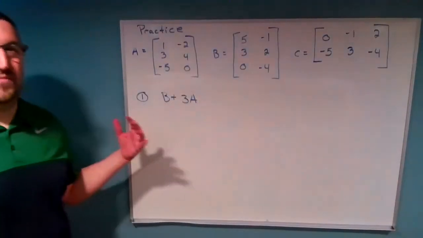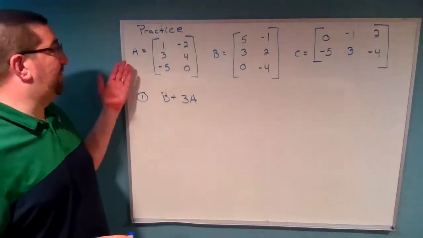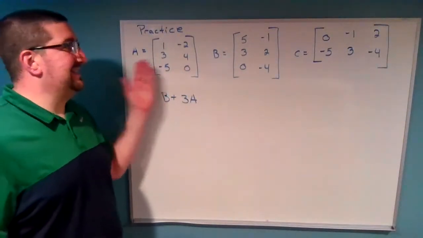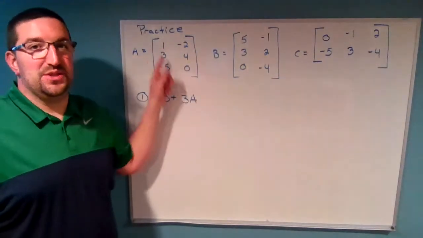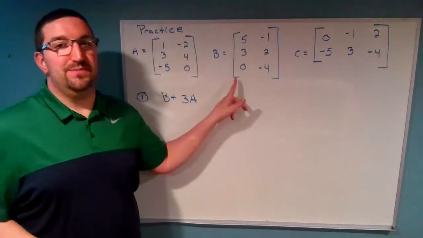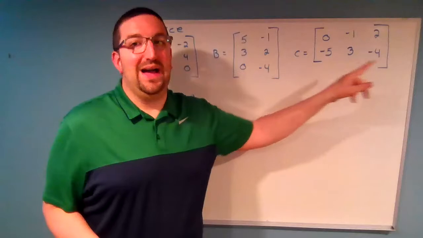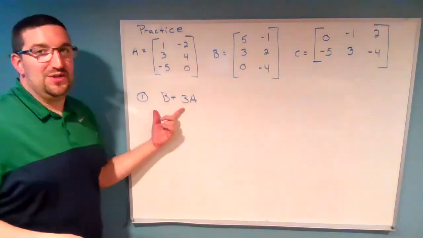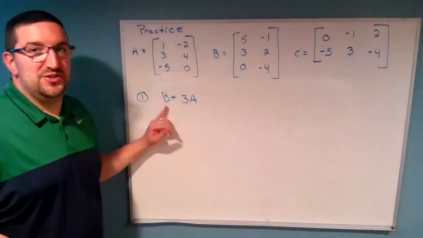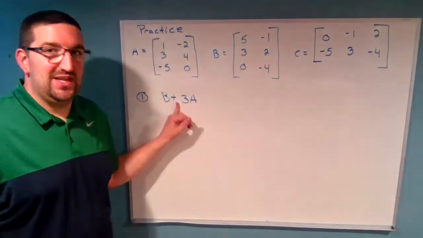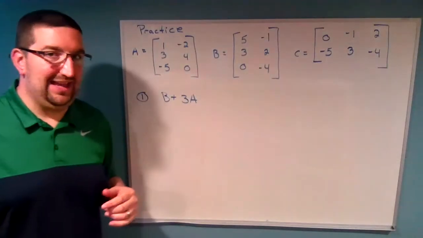Okay, so let's recap all that we did in section 5.1 with a little bit of practice. In this practice, we're going to be using these same 3 matrices. Matrix A is this 3 by 2 matrix. Matrix B is this 3 by 2 matrix. And matrix C would be this 2 by 3 matrix. The first question I'm going to ask is, what is B plus 3A? So here we have some matrix addition. We also have 3A, so that's going to be a scalar multiplication of matrix A.